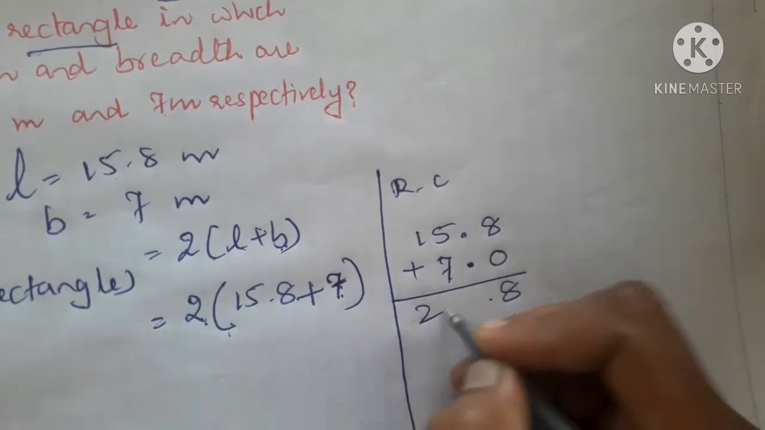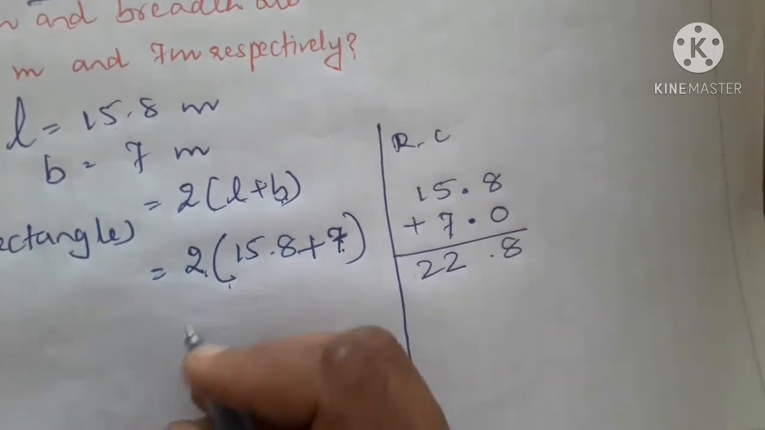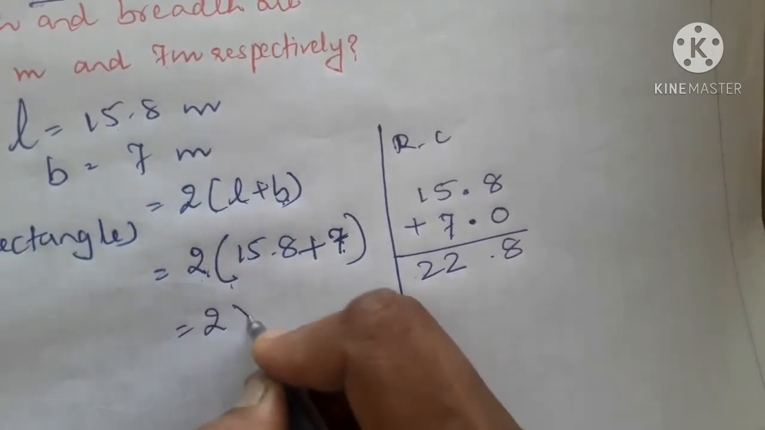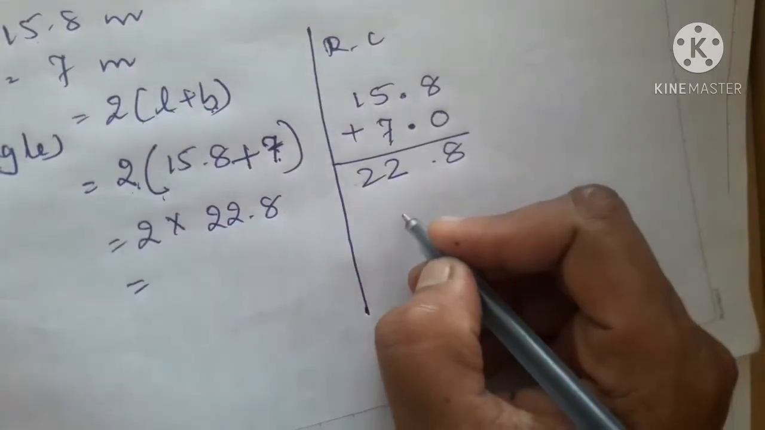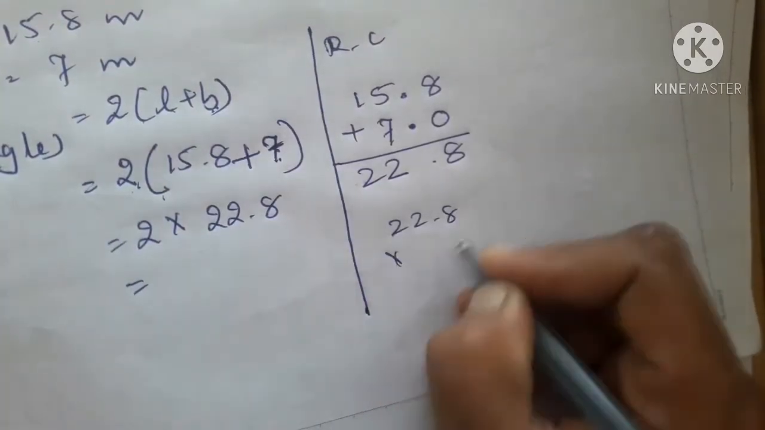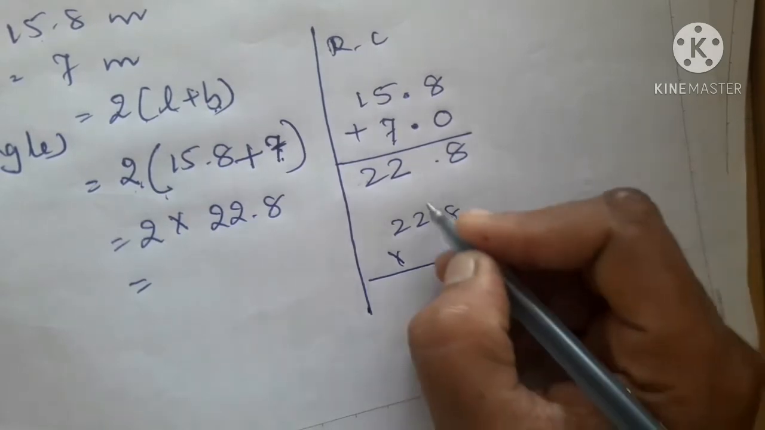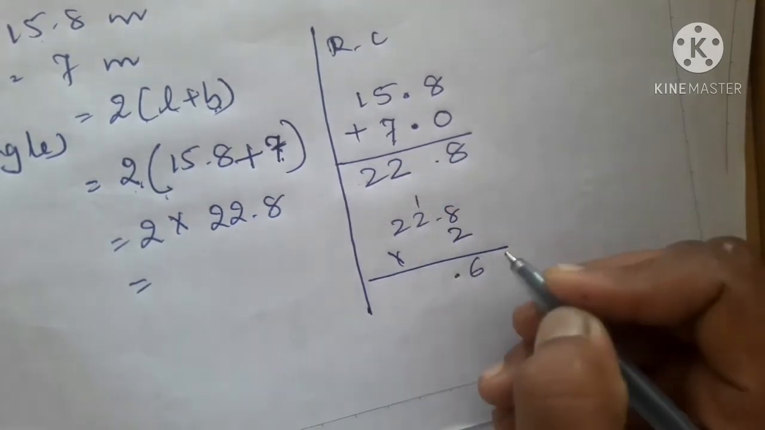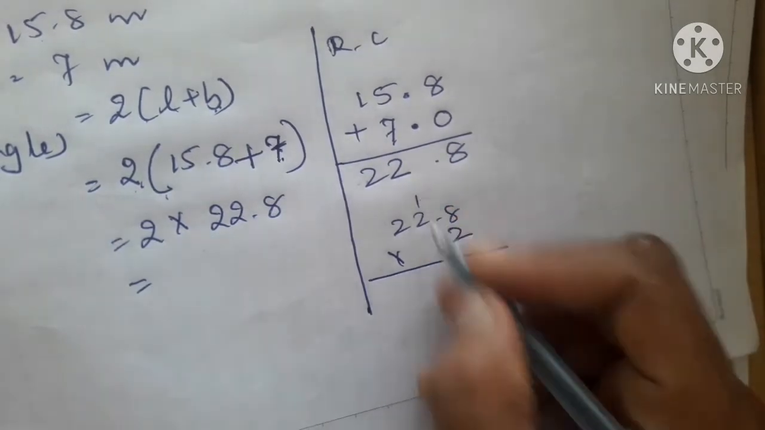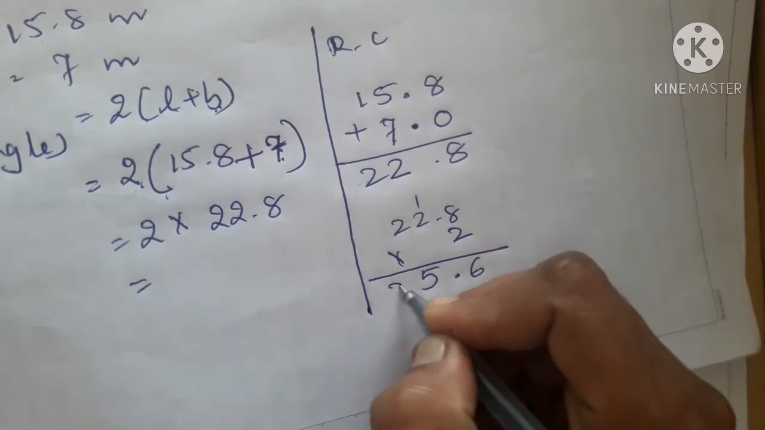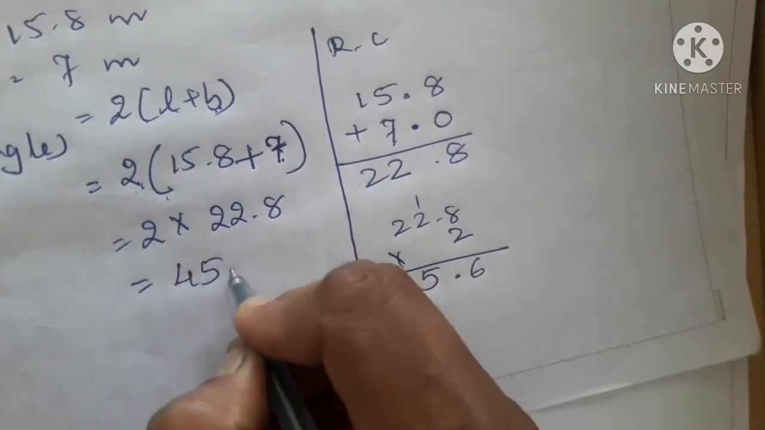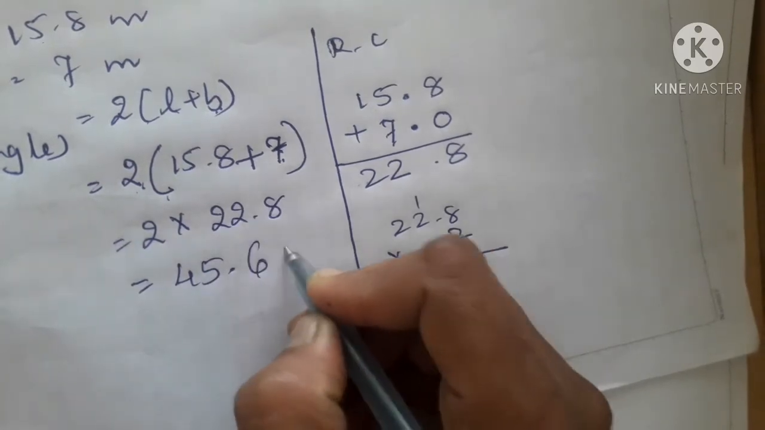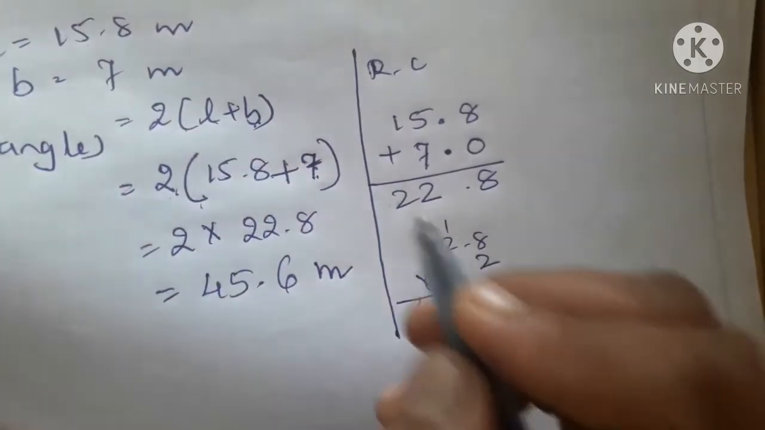Now I need to add. So here you will have 22.8. So now 2 into 22.8. Here you need to multiply. So what do I have? 8 2s are 16. And here 2 2s are 4 and 1 is 5. And this is 4. So here 45.6 and the unit is meter.